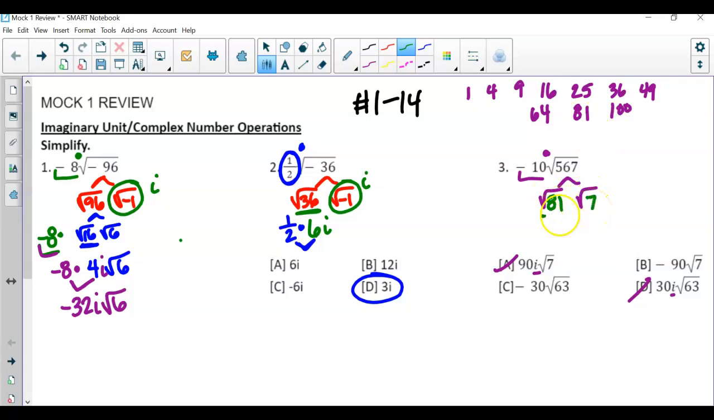So that means here, what is the square root of 81? That is 9. 9 radical 7. But remember, we are multiplying by negative 10, so multiply by negative 10, and there's your negative 90 radical 7. So that's why the answer is B.